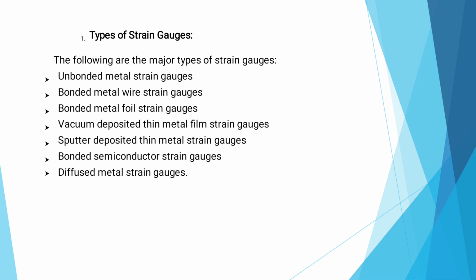Now, the types of strain gauges. Depending on the application, strain gauges are manufactured in several major structural types. These are unbonded metal strain gauges and bonded metal wire strain gauges; bonded metal foil strain gauges, which are highly common, alongside vacuum deposited and sputter deposited thin metal strain gauges. Finally, for applications requiring especially high sensitivity, we utilize bonded semiconductor strain gauges and diffused metal strain gauges.